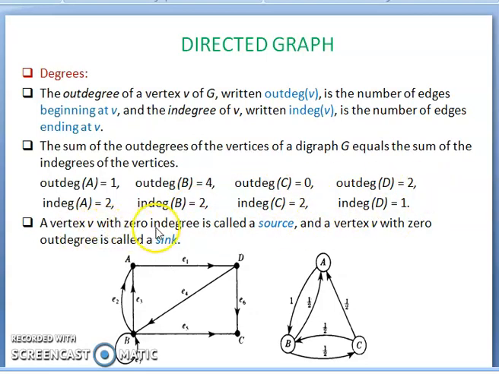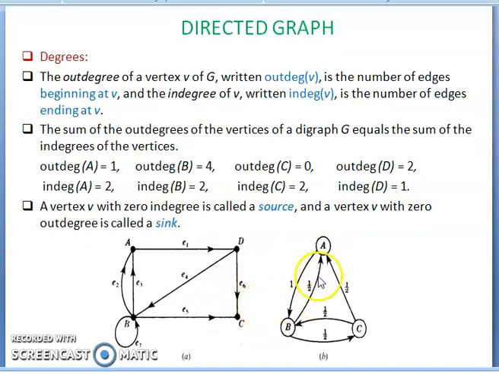A vertex v with 0 in degree is called a source and a vertex v with 0 out degree is called a sink. Right. And this is a directed graph with weights.